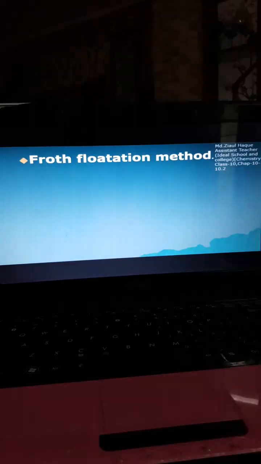Next process, froth flotation method. What's given here?